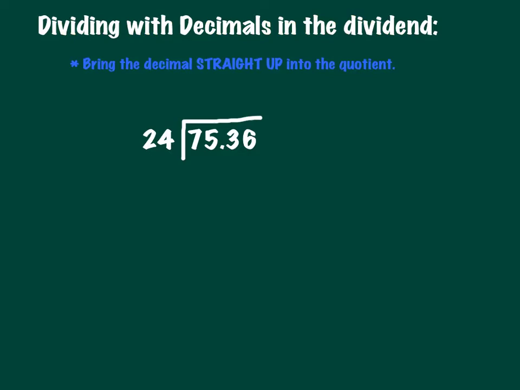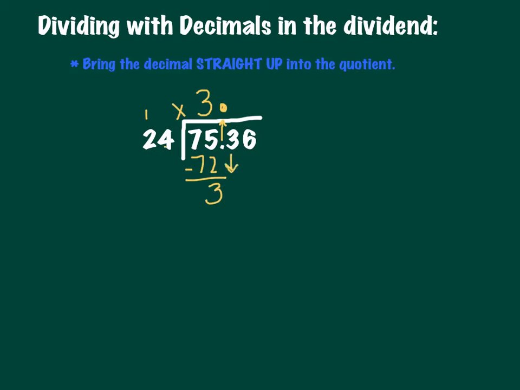Okay, now we're going to divide with decimals. First thing you need to do is find your decimal and bring it straight up into the quotient. Now you can divide as normal. 24 goes into 75 3 times. 3 times 4 is 12. Carry the 1. 3 times 2 is 6 plus 1 is 7. Subtract. 5 minus 2 is 3.